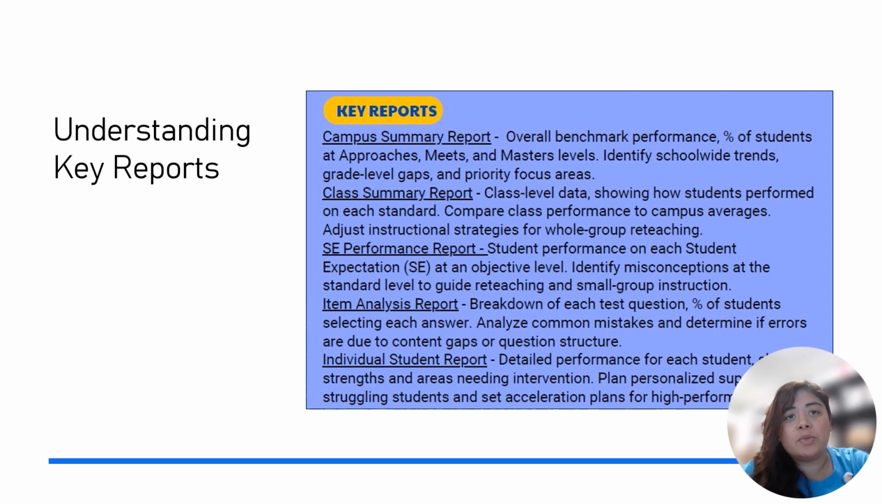So we are going to look initially at the campus summary report, and this report is going to give us a big picture of how our students performed overall. So this is kind of the top, our starting point, the overall big picture. It shows the percentage of students within our campus that are at the approaches, the meets, and the masters levels. And we are going to use this report to identify grade level trends and set our campus-wide goals. So we are going to use this report a lot, in our campus-wide PLCs and professional developments, in a lot of our discussions.